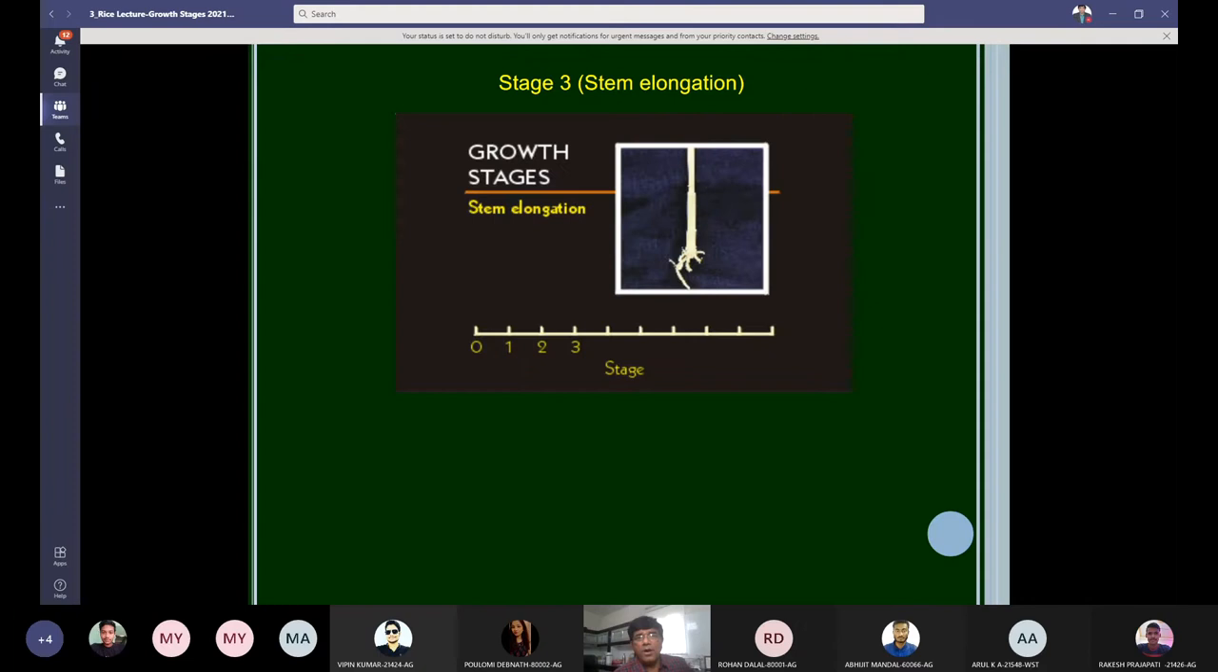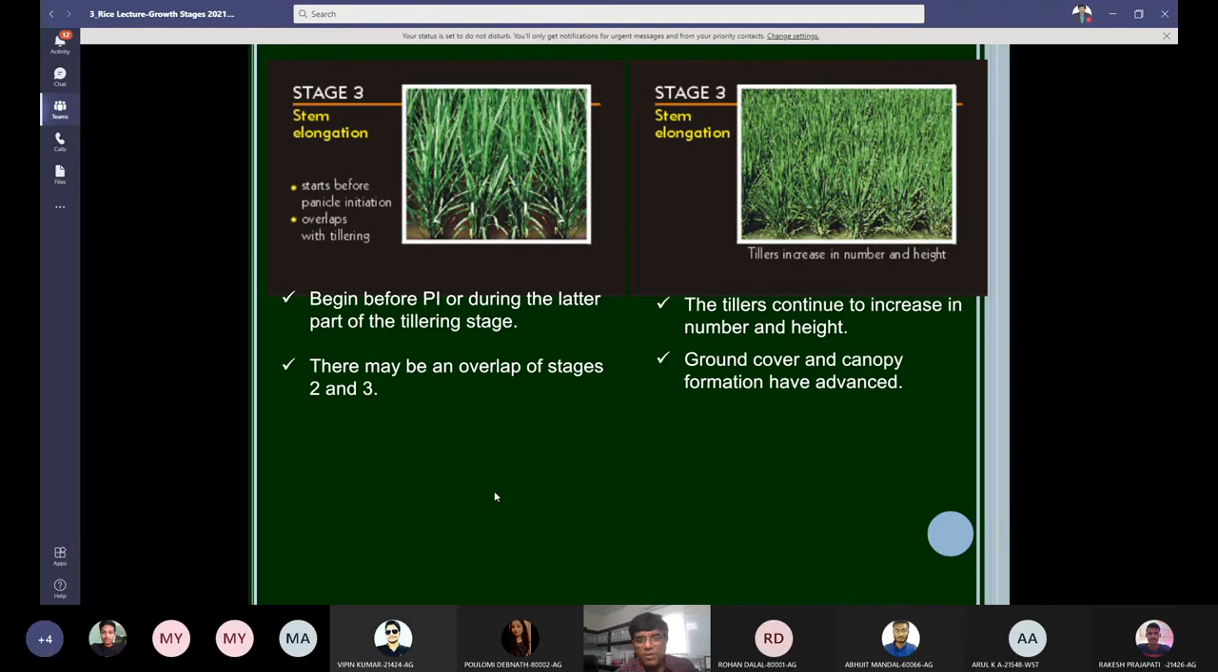Now, the third stage is stem elongation. Stem elongation means an increase in length of the internodes. It begins before panicle initiation or during the later part of the tillering, means after the tillering or during the later part of the tillering.